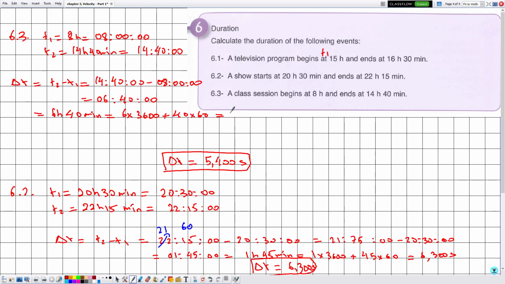Now plugging this on the calculator, we have that the duration delta t, or the duration of the class, is given by 24,000 seconds. So delta t is equal to 24,000 seconds.